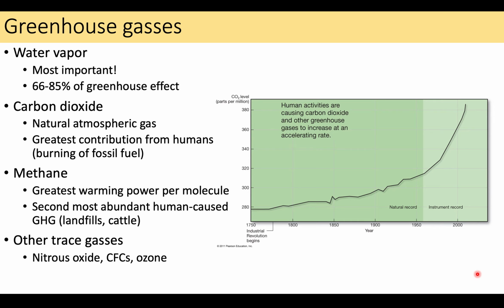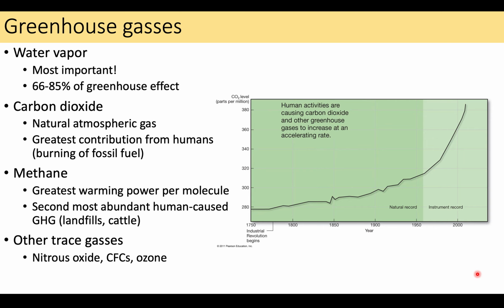Carbon dioxide has the greatest contribution from humans from burning fossil fuels. So the burning of fossil fuels emits carbon dioxide into our atmosphere. But carbon dioxide does also exist naturally. We happen to just be adding an unbelievable amount of extra carbon dioxide to our atmosphere.